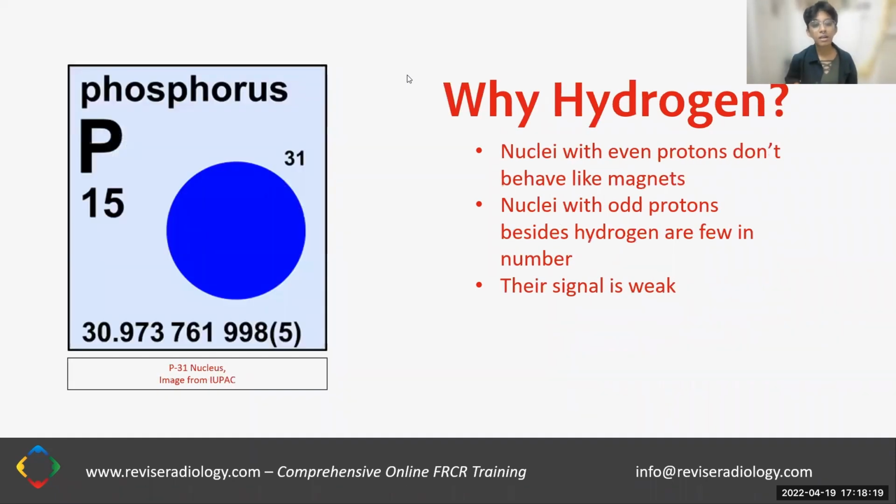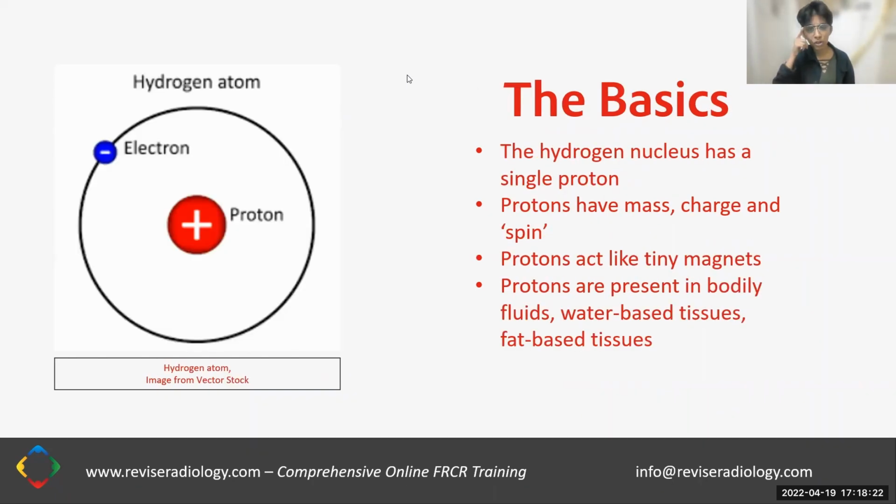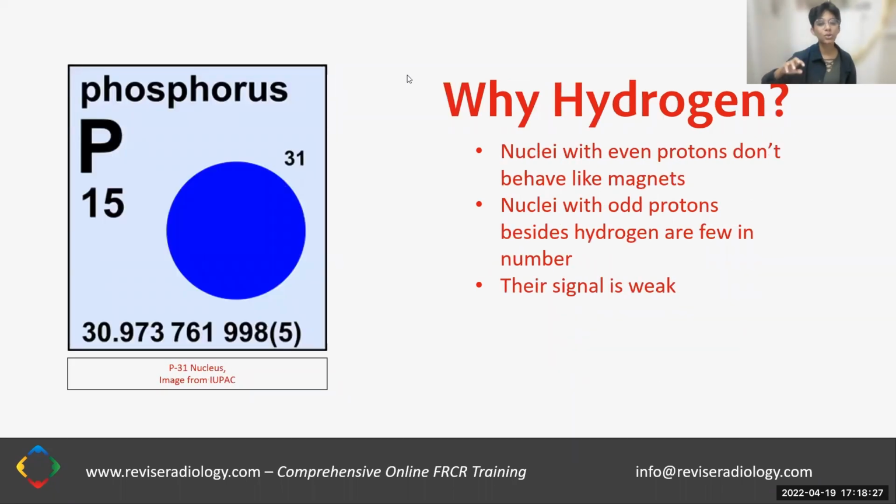So you might ask, we're talking about protons here and they're spinning. Why is it that we're only discussing hydrogen here? Because we know that there are many types of atoms in our body, and they all have protons in them. There are a few concepts to be familiar with. The first is that the hydrogen atom has an odd number of protons. Nuclei which have an even number of protons, that is 2, 4, 6, 8, 10, etc., don't behave like magnets, because when they're spinning, they sort of cancel each other out. So there's no net magnet behavior that comes out.